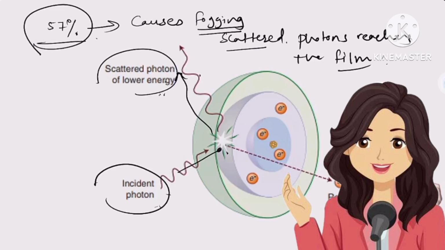The scattered photon will continue to ionize in different direction. It will exit the patient and strike the film and just degrade the image. It will not add diagnostic value in the image or the film. So this is basically Compton scattering. You just need to remember how much percentage it contributes and what is the significance. All right, I hope this is understood.